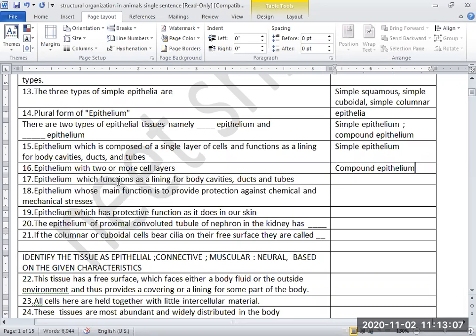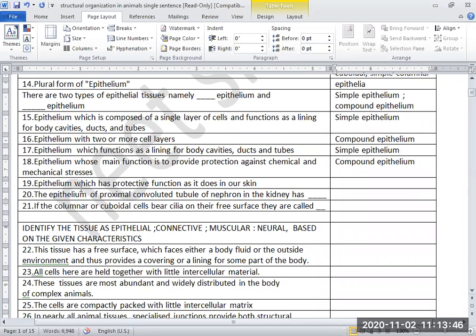Okay, we have a question here. Epithelium which functions as a lining for body cavities, ducts, and tubes, that we need to answer first of all. Simple epithelium. So we address simple epithelium as it functions as a lining for body cavities, ducts, and tubes. And epithelium whose main function is to provide protection against chemical and mechanical stresses, that we say compound epithelium. Okay, next.